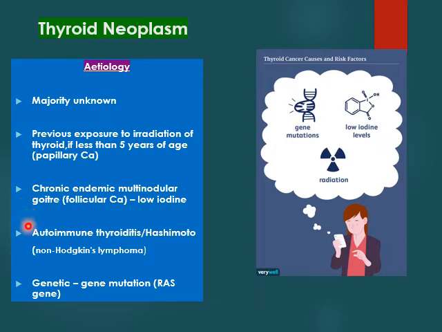Okay, and the third group will be the autoimmune thyroiditis, such as Hashimoto's disease, which produces non-Hodgkin's lymphoma of the thyroid. The last group is the genetic causes, such as gene mutation, such as the RAS gene. So in general, gene mutation, low iodine, and radiation are the main predisposing causes.